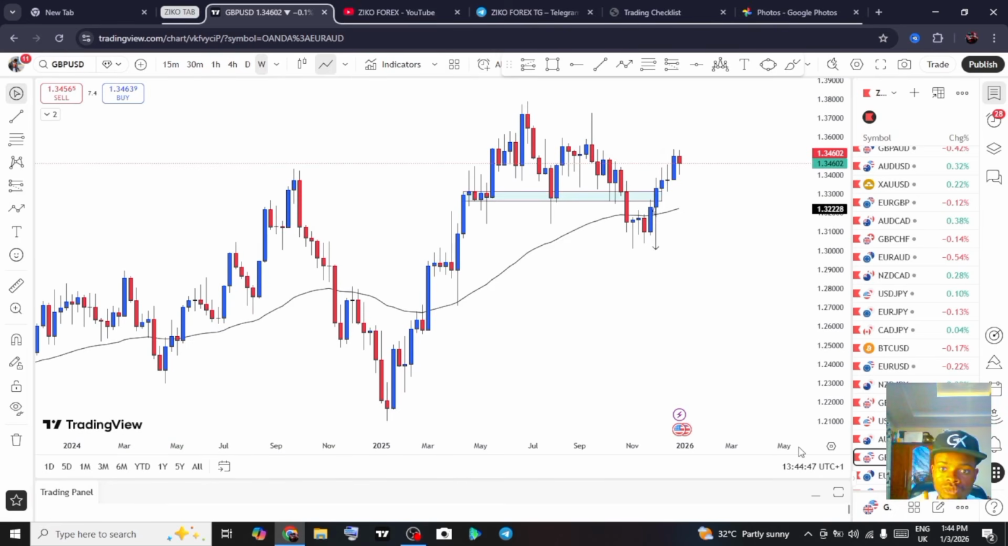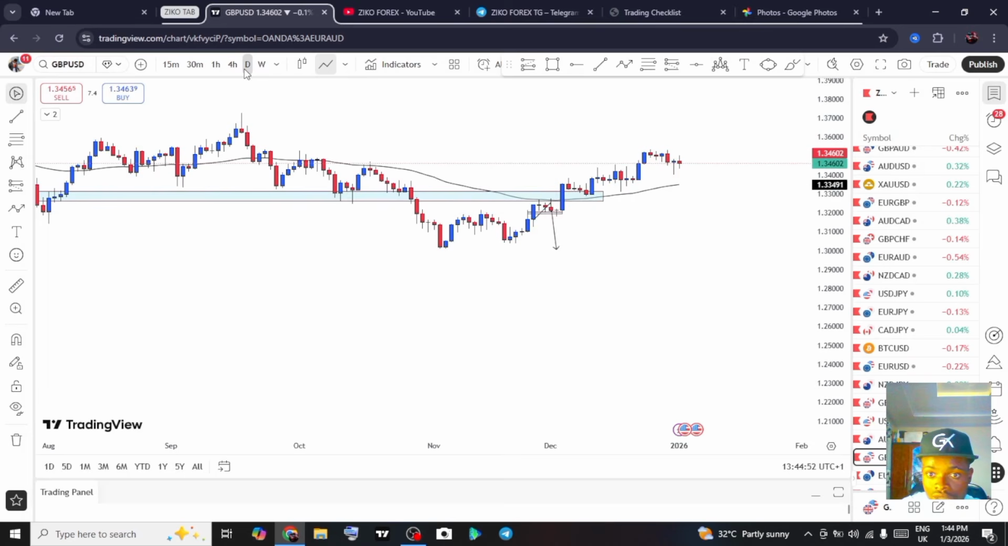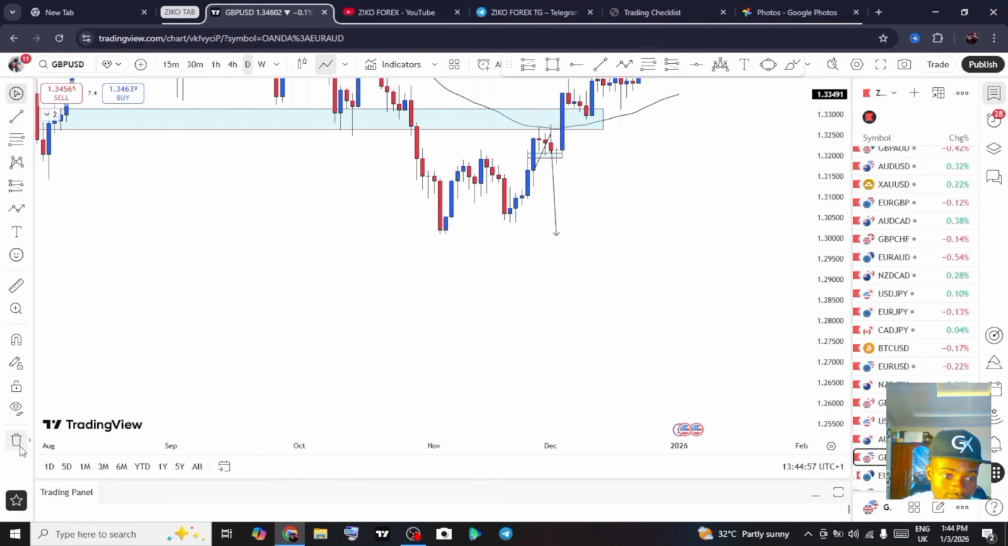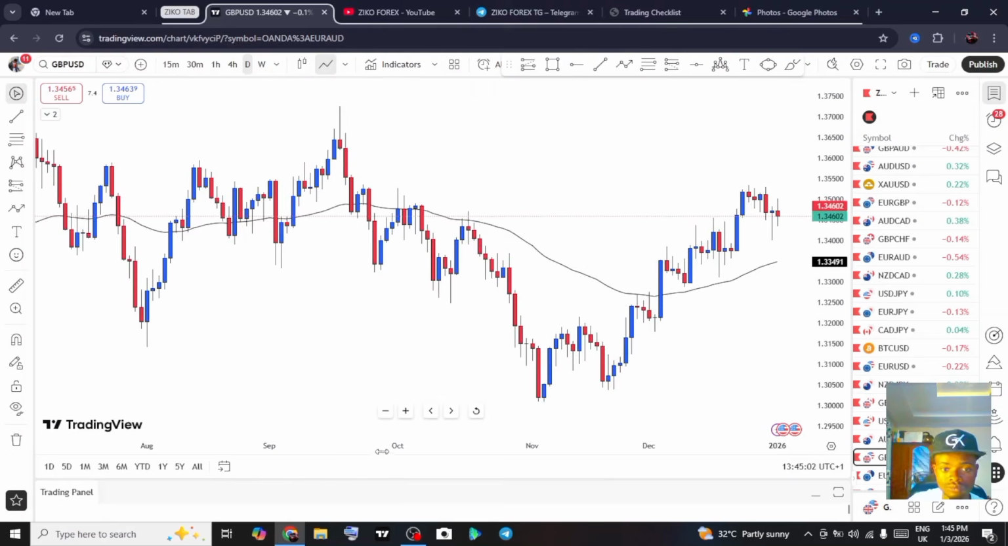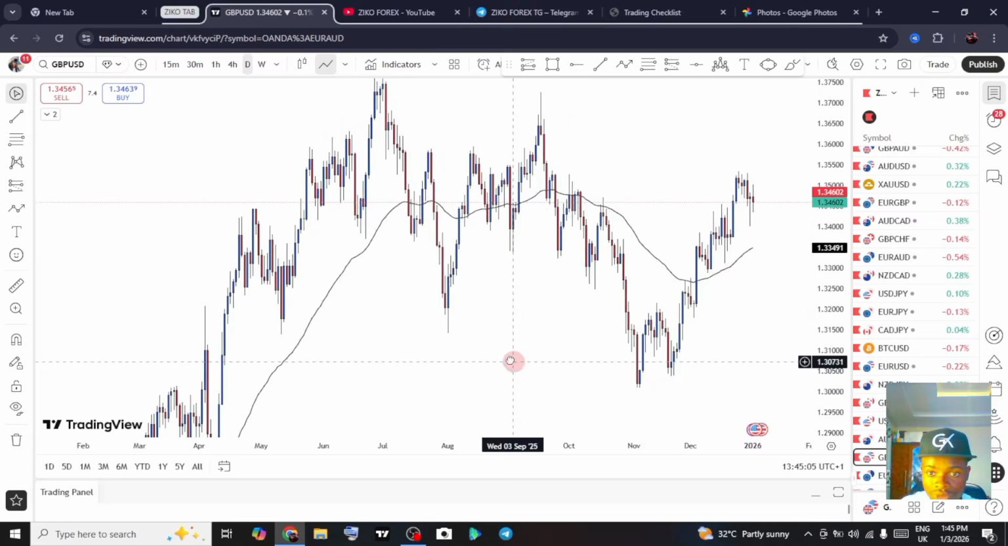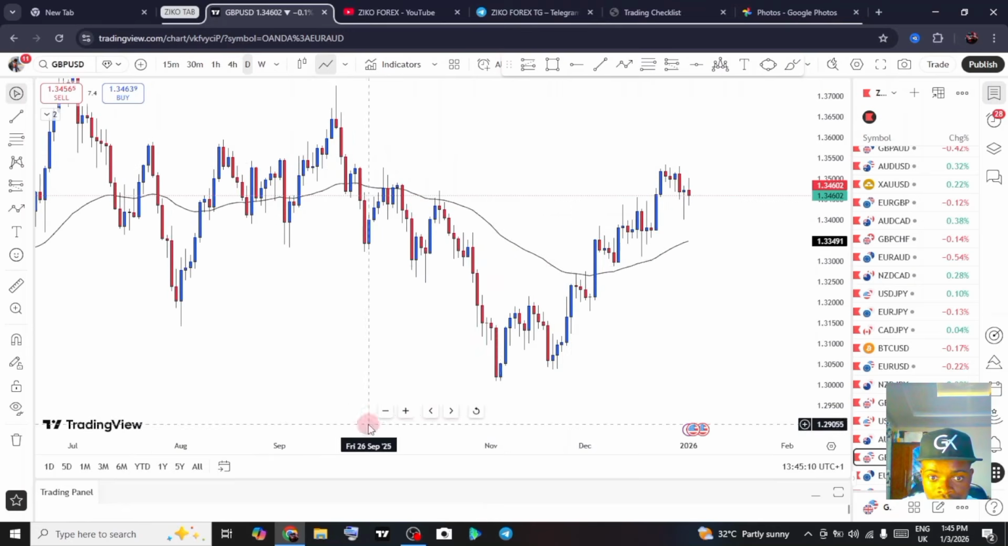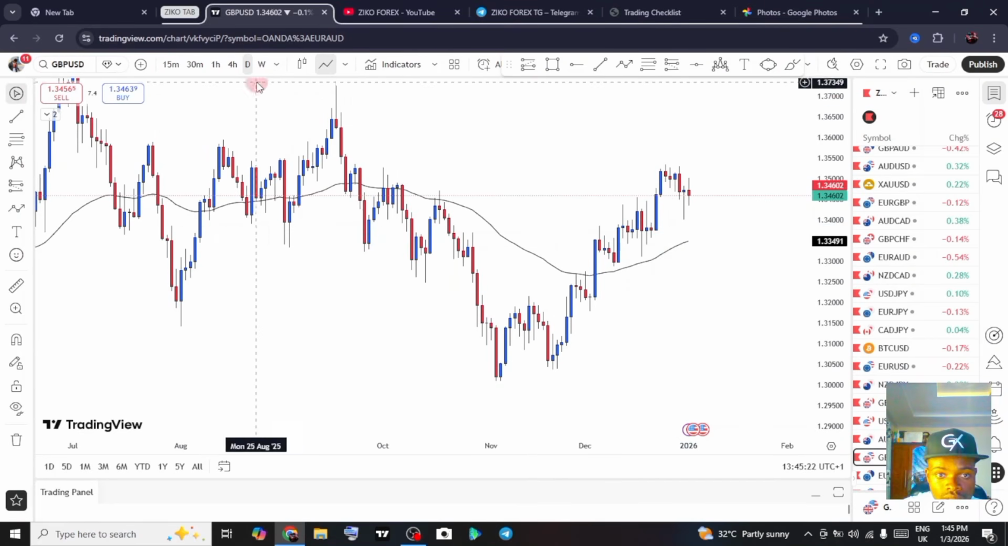GBP USD weekly is all over the place, but daily, okay, let's delete everything we have there and see this market a little bit more clearer. All right, so let's look at this daily time frame. Well, daily time frame was bearish here, was bearish from here, and now we broke above these highs, right, making this market structure bullish, right? Now this market structure is currently bullish on the daily time frame.